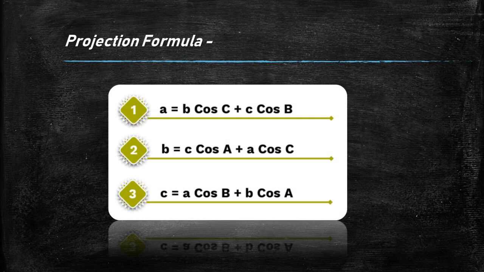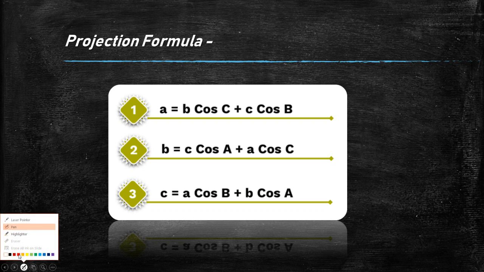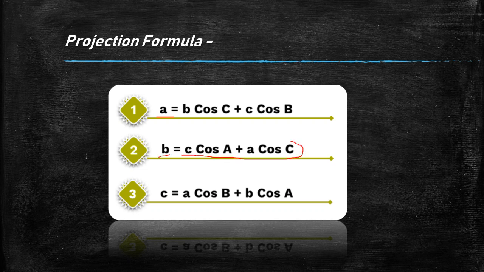Now let us move to our next topic, which is the projection formula. It is a very easy formula, and very easy to prove. Here also symmetry is followed. So side a is equal to b cos C plus c cos B. Similarly, side b is equal to c cos A plus a cos C. And similarly, side c will be equal to a cos B plus b cos A. So the symmetry is followed.